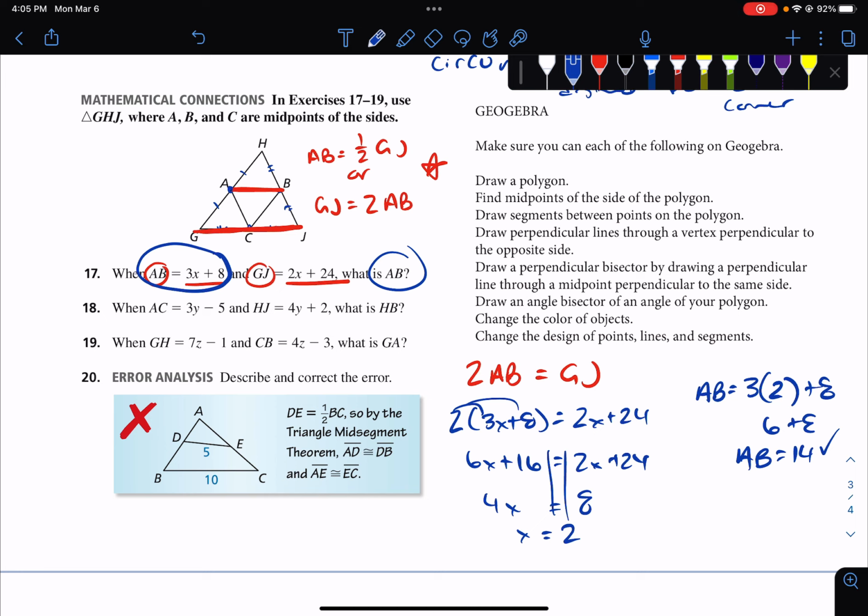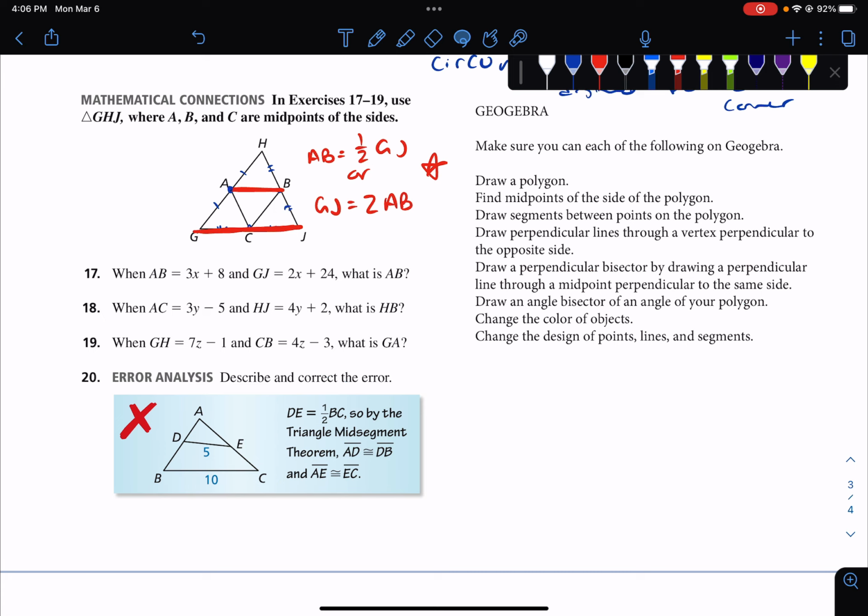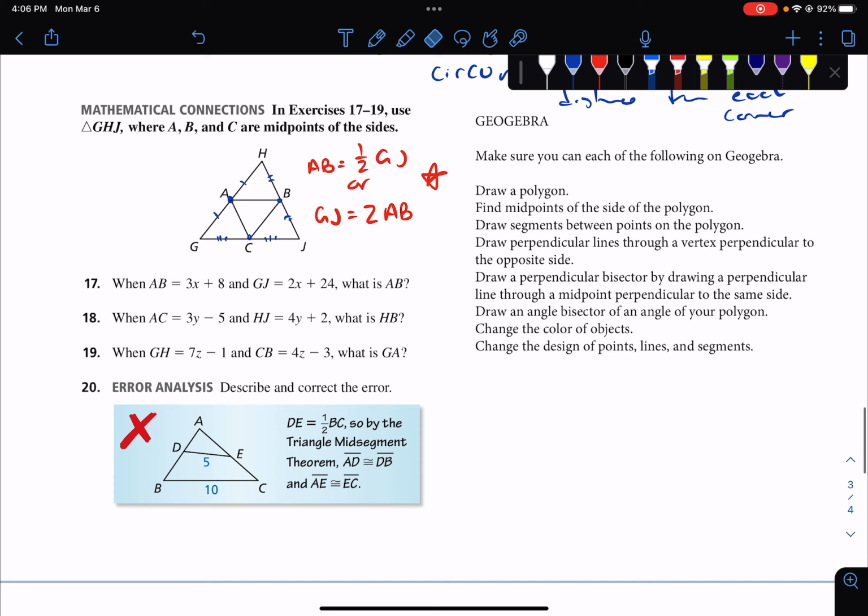Number 18 and 19 are similar in that we need to find x, but they are using different information. So it tells me in 18 that A to C, this distance right here, is 3y minus 5. And then it tells me H to J is 4y plus 2. And it wants me to find this piece, HB.